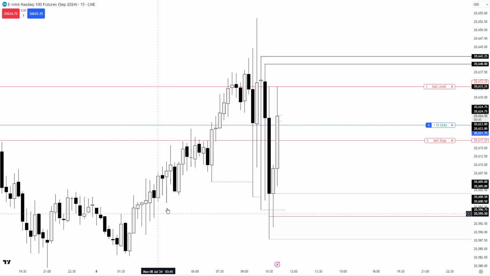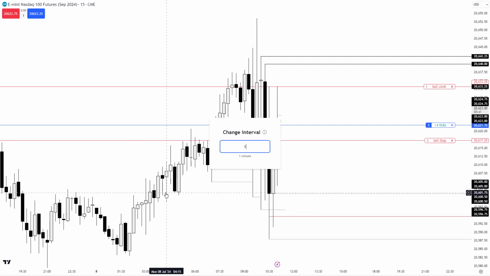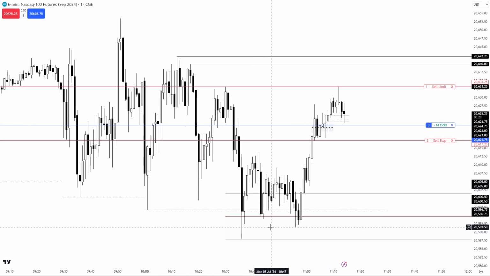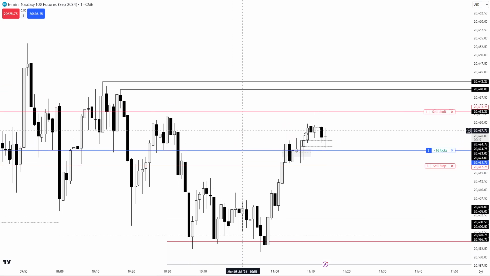So we have three drives lower. It's also taking out all the liquidity resting over here. Okay, so the narrative is anyone long got stopped out. Those stops become sell orders into the marketplace. Smart money buys those sell orders, and now it's displacing back in the opposite direction.